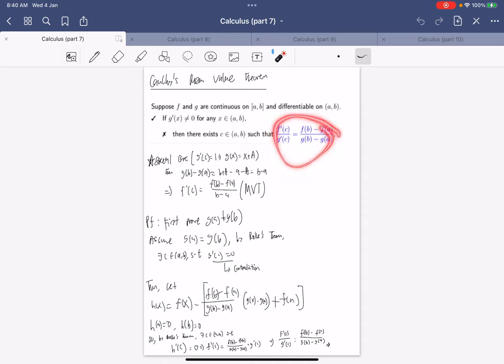And really, if you think about it, if your g prime c is always 1, it means g x equals x plus some constant. Therefore, g b minus g a equals b minus a. And so you can reduce that to what we got earlier as the earlier mean value theorem. And hence this Cauchy mean value theorem is really a generalized version.